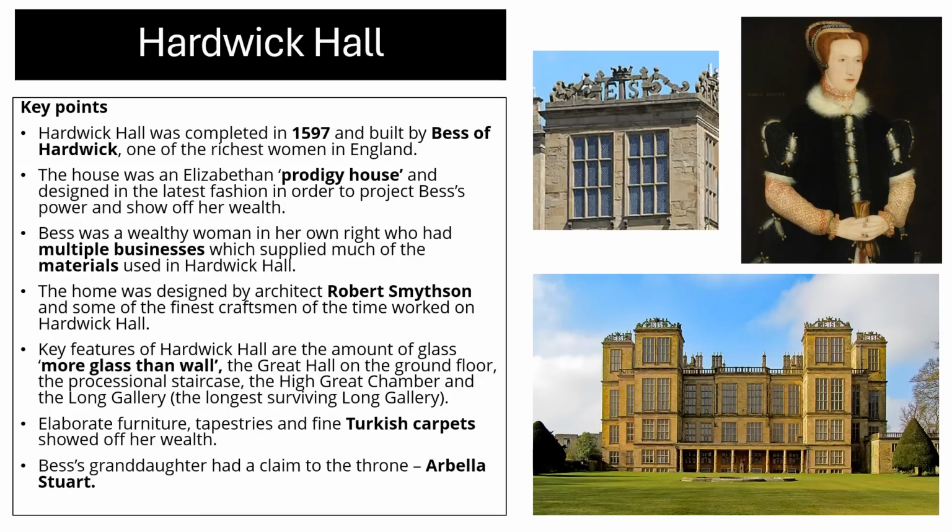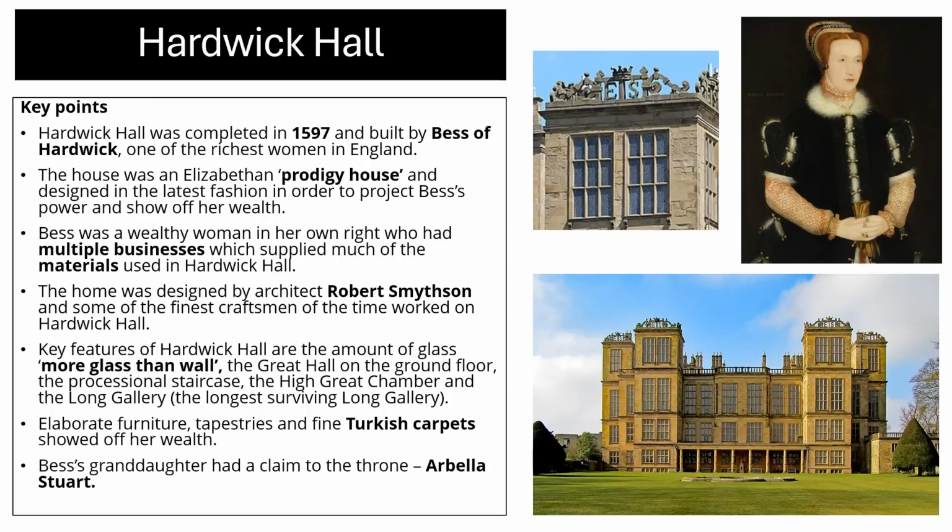Okay, so that concludes our walkthrough of the key content for Hardwick Hall. There are some key points there we've learnt about. Hardwick Hall was completed in 1597, built by Bess of Hardwick. The house was an Elizabethan prodigy house designed to show off Bess's power and wealth. She was a wealthy woman in her own right who had multiple businesses, which supplied much of the materials used in Hardwick Hall.